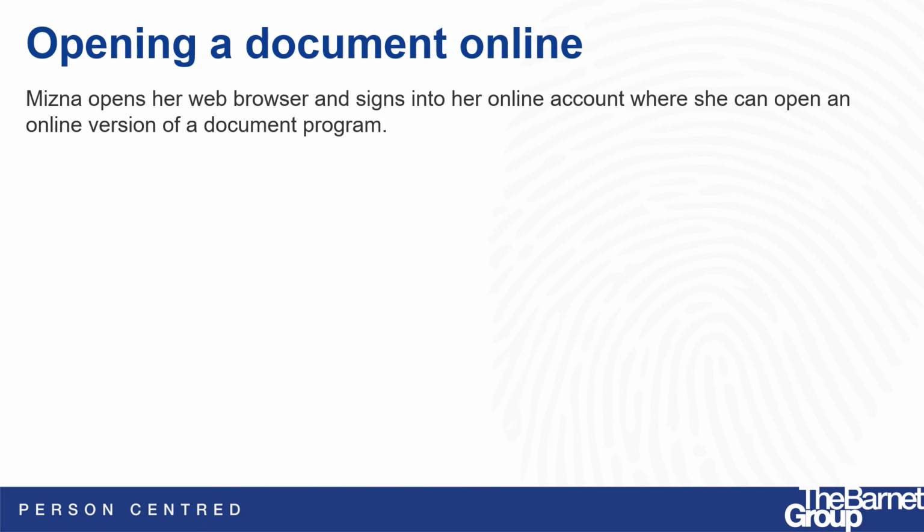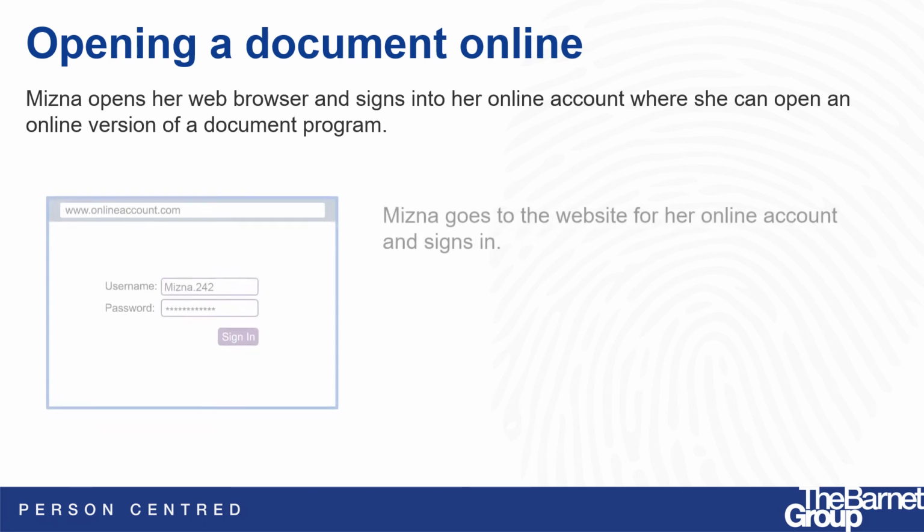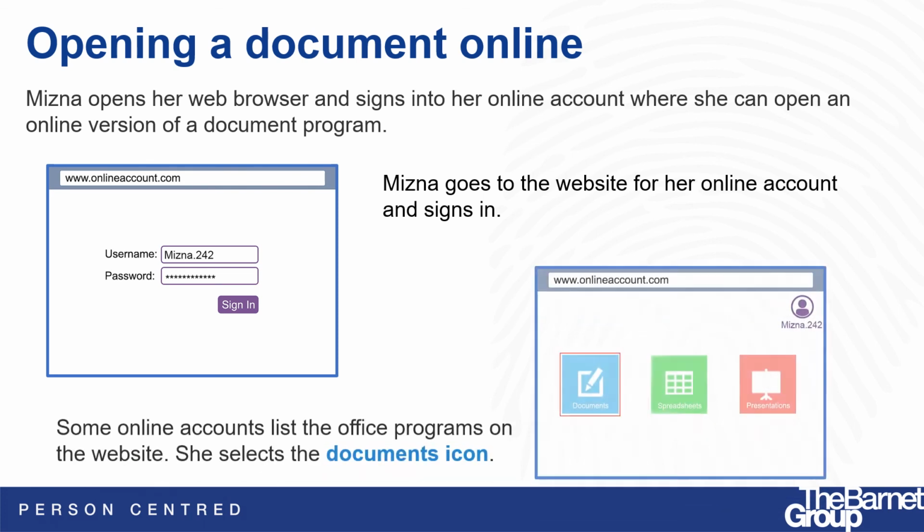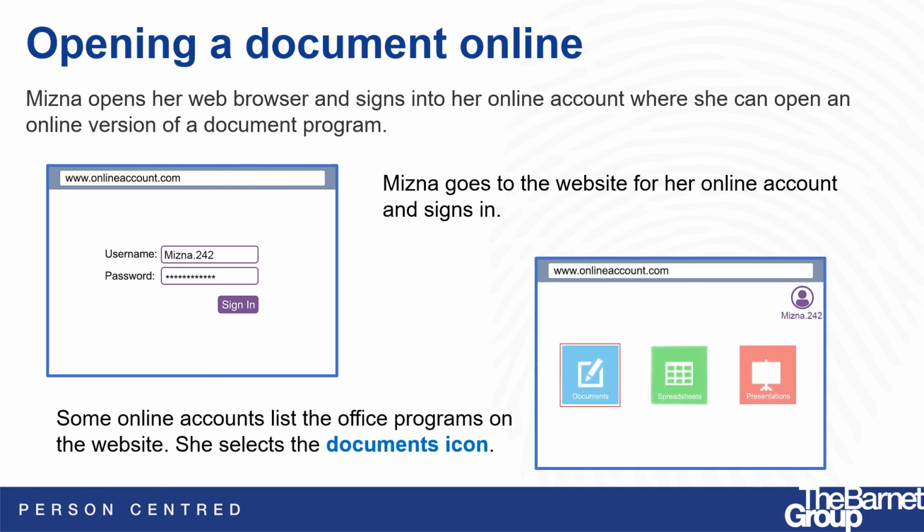Opening a document online. Mizna opens her web browser and signs into her online account, where she can open an online version of a document program. Mizna goes to the website for her online account and signs in. Some online accounts list the Office programs on the website. She selects the document icon.